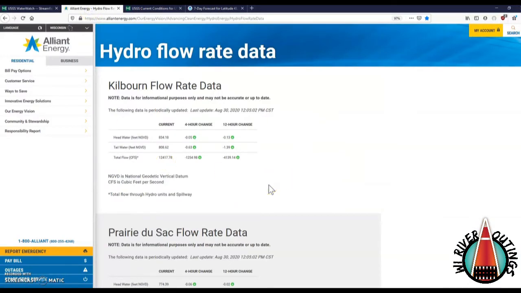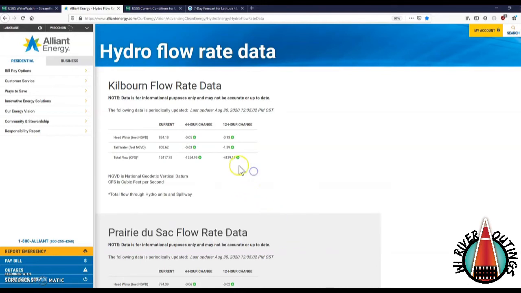The next one that you probably want to have on your phone while you're on the river is Alliant Energy's two dams upriver. First is in the Dells, which is the Kilbourn Dam. The Kilbourn Dam is the Dells Dam, or the dam that's in the Dells. And then the second dam is the Prairie du Sac Dam, which we frequently call the Sauk City Dam, mainly because those two towns are right next to each other and Sauk City is larger than Prairie du Sac.